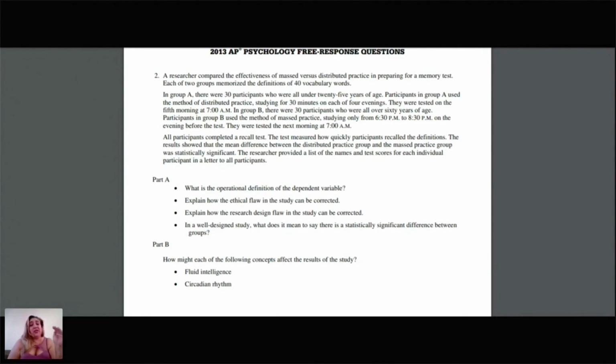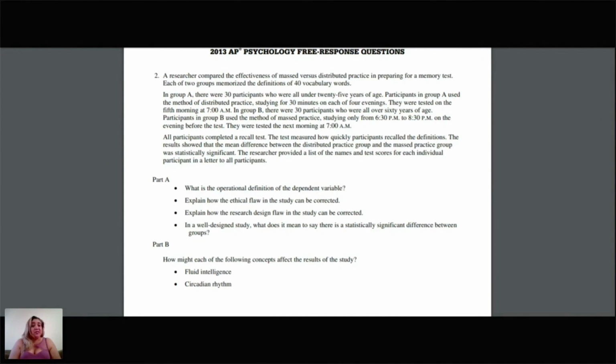Then it moves from part A to part B. And in part B, it's just throwing two key terms out at you. Okay, the key terms: fluid intelligence and circadian rhythm. Do any of you by any chance know those key terms? Like my students said, when I showed it to them, they knew circadian rhythm, but they didn't know fluid intelligence. And it's very important when you're looking at it that you know the key terms.